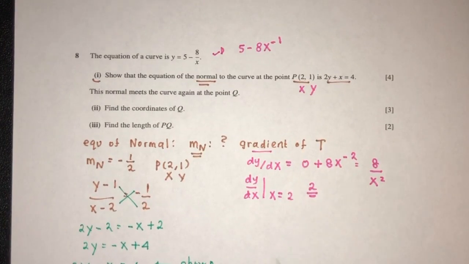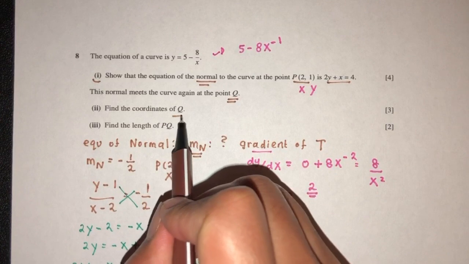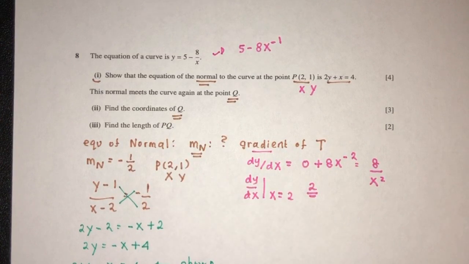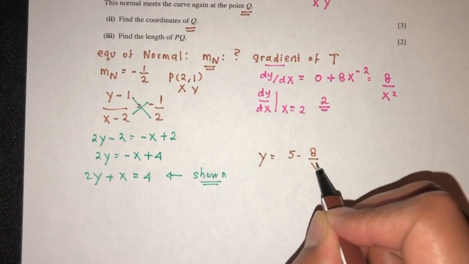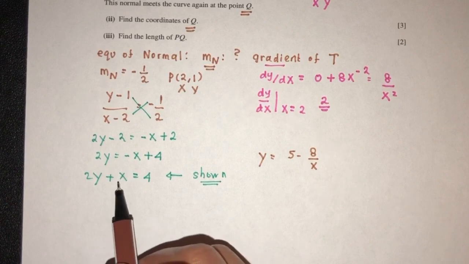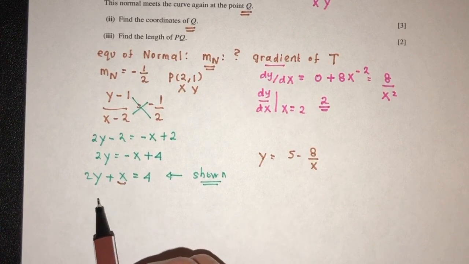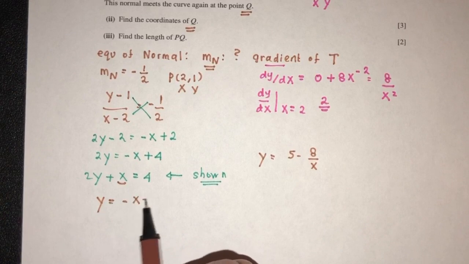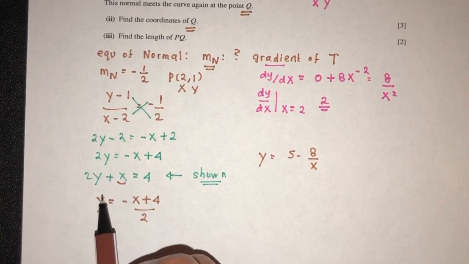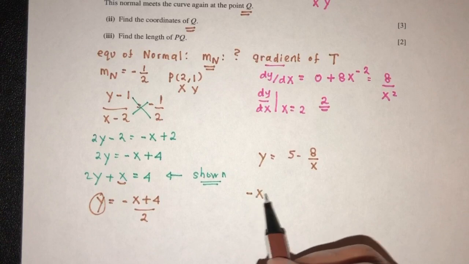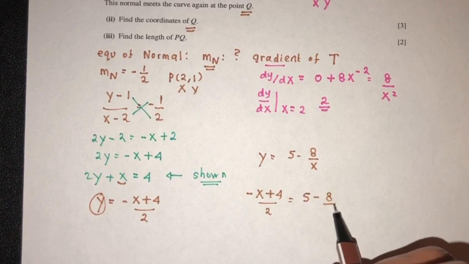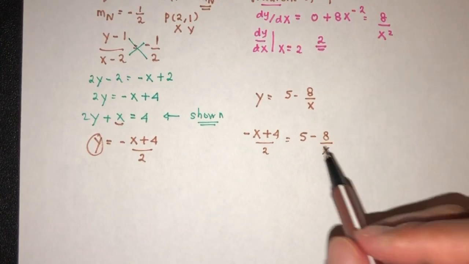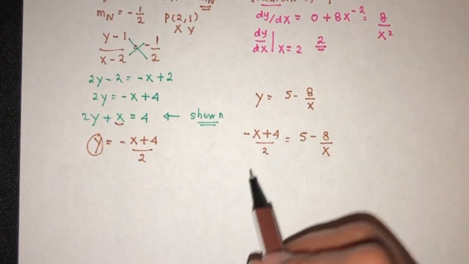Now this normal meets the curve again at point Q. Find the value of point Q. So now again, meet, cut, intersect means we have to solve a simultaneous equation. The curve is given to you by this equation. And we have x here. Let's make y become subject. So y will be (minus x plus 4) divided by 2. Replace on one side, you will have (minus x plus 4) over 2 has to be 5 minus 8 over x. We can try to simplify. First multiply by 2, you will have this.